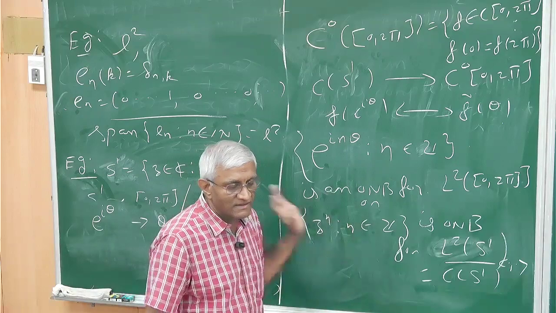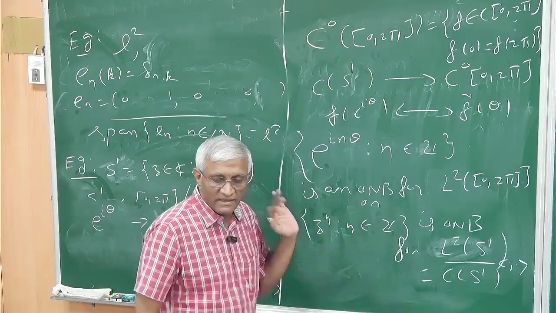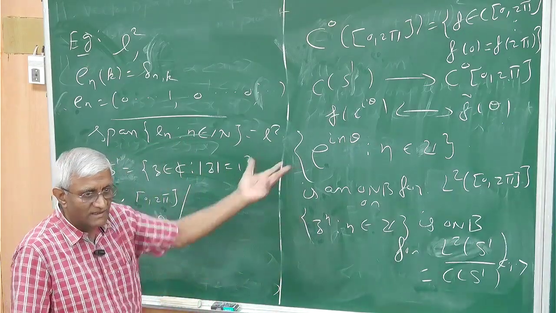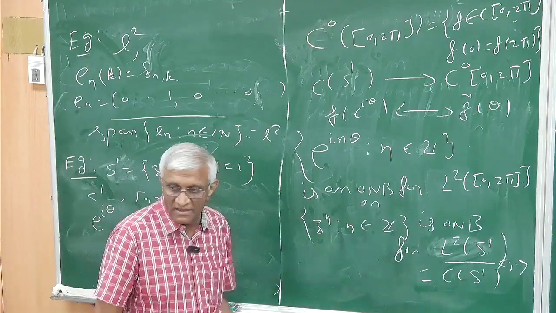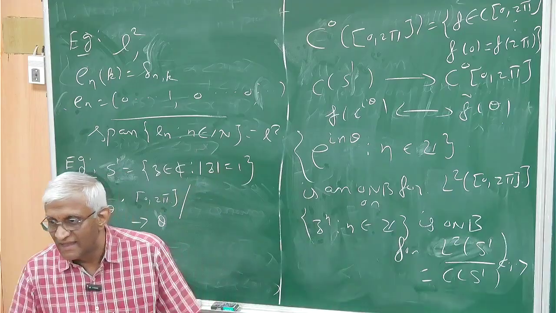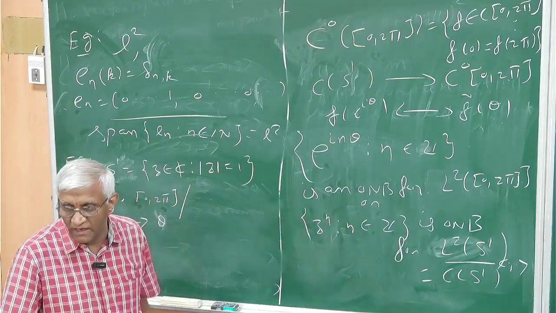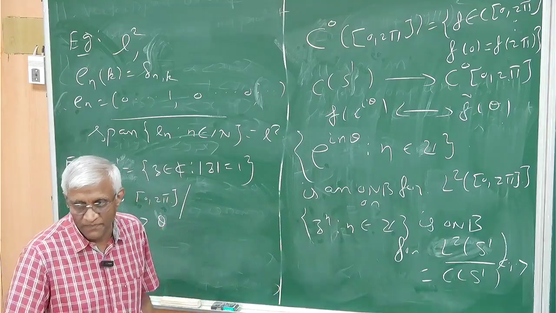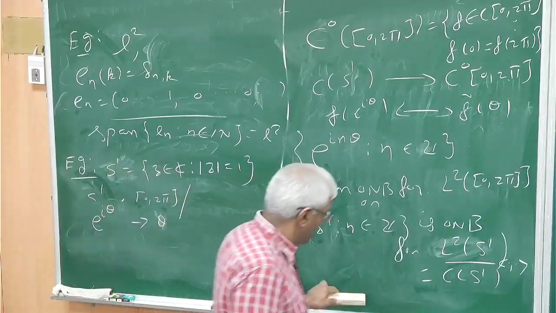I just said all these functions, z to the power n. If you take linear combinations, it will lead to polynomials, and you can see that it is dense in C of the circle. Polynomials in z and z bar. z to the power minus n is just z bar to the power n here because it is the circle.